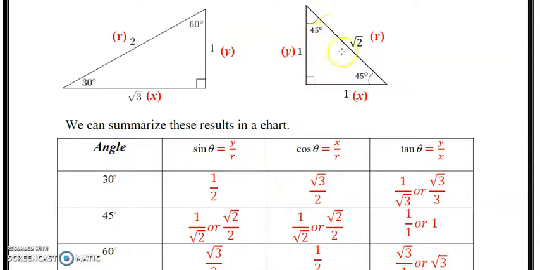And then obviously the 45, both sides are the same, opposite 45, so 1, 1, and then we calculated the square root of 2 because 1 squared is 1, 1 squared is 1, 1 plus 1 is 2. Take the square root of both sides and you get the square root of 2. So these values in the chart are coming from these two special triangles that you see at the bottom.